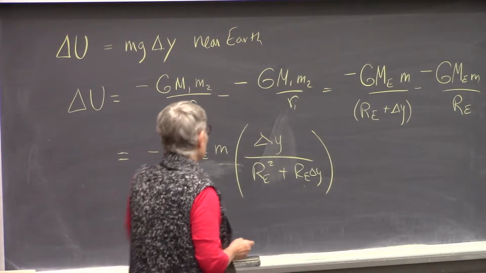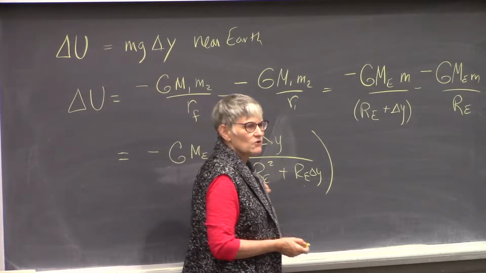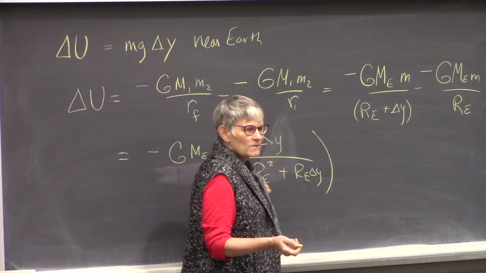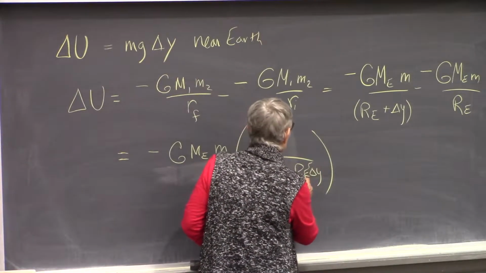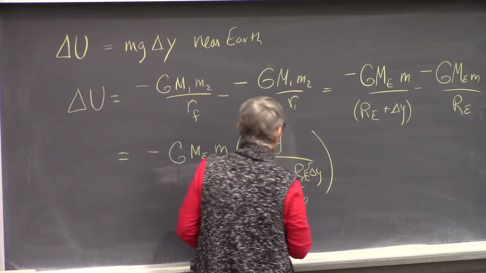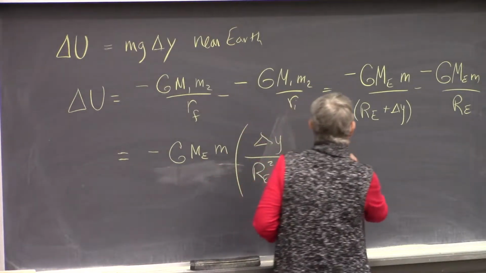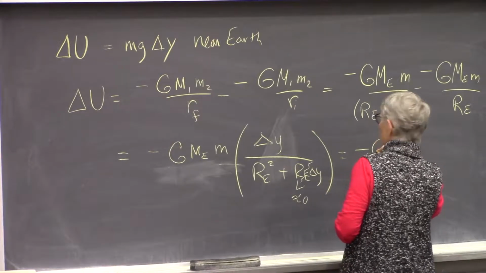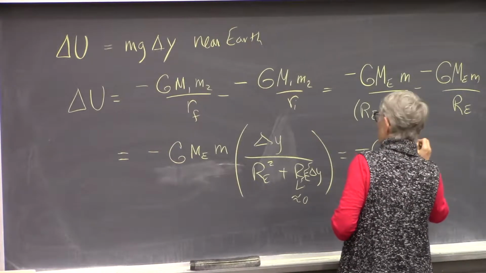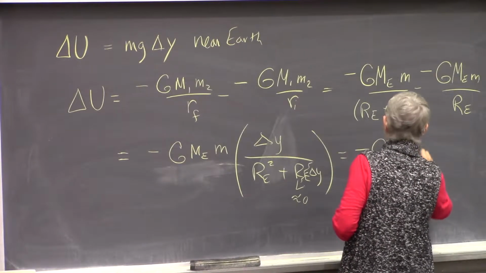Well, the radius of the Earth is really big, so the radius of the Earth squared is even bigger. So we can say that this term is approximately 0, and that gives us a minus G mass of the Earth, mass of the system.